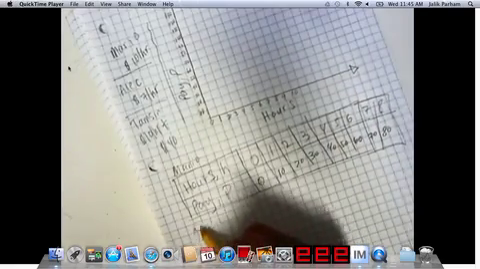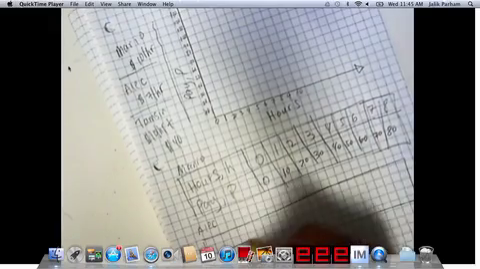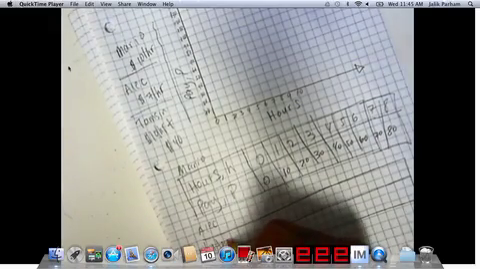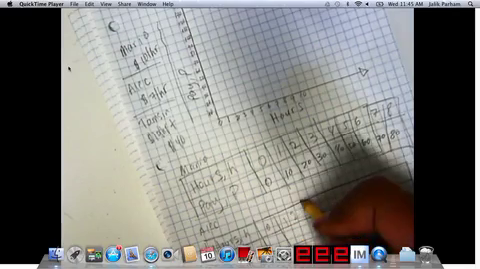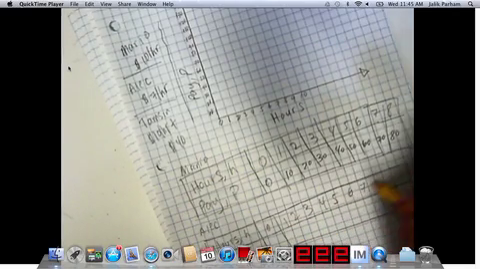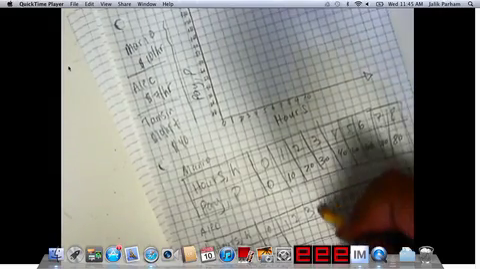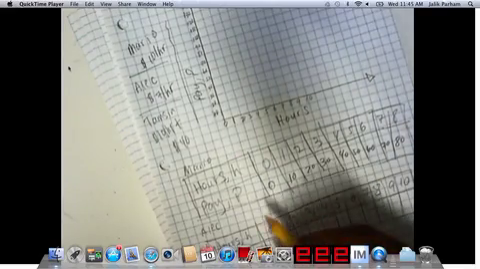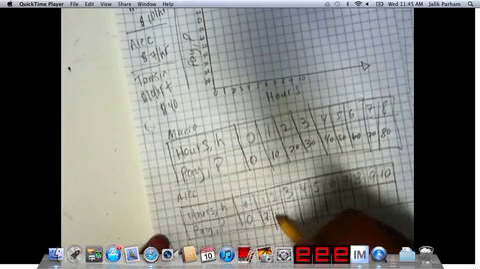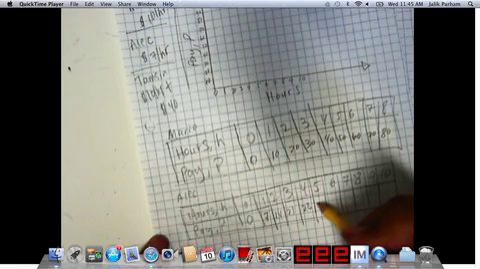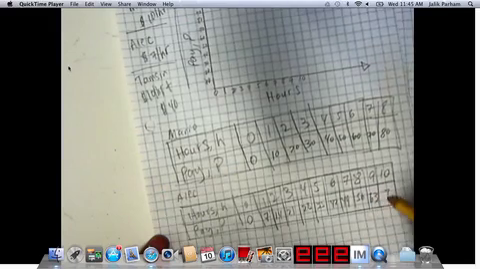For Alec, again, same table: hours and pay. Zero, 1, 2, 3, 4, 5, 6, 7, 8, 9, 10. I'll go all the way on this one. And again, Alec made $7 an hour. If he doesn't work, he doesn't get paid, so 0 is 0. Okay? 1 is 7, 2 is 14, 21, 28, 35, 42, 49, 56, 63, and 70.